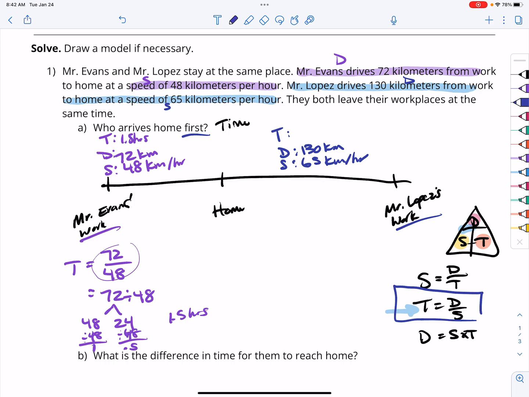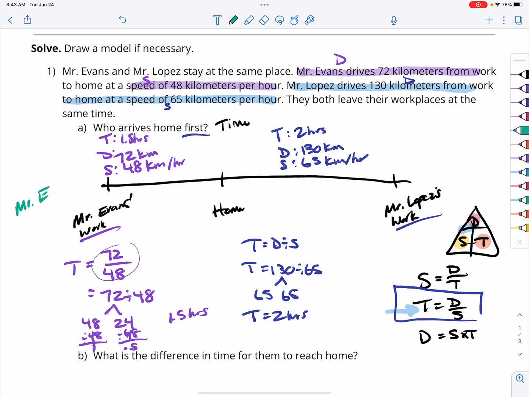Now, Mr. Lopez, we know time equals distance divided by speed. So his time is 130 divided by 65. And I know a 130 is a 65 and a 65. So his time is 2 hours. These guys, they spend a lot of time commuting. So who arrives home first? We know that Mr. Evans arrives home first, because his commute only takes 1.5 hours, and Mr. Lopez's takes 2 hours.